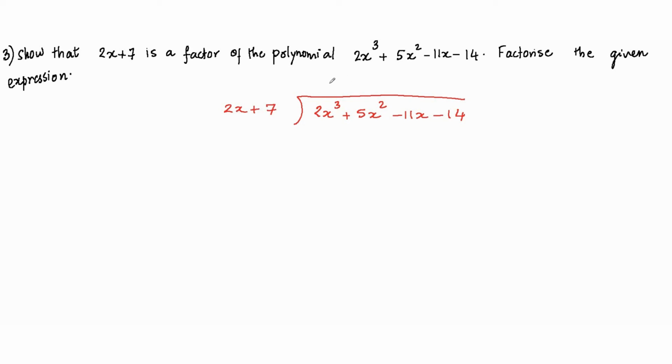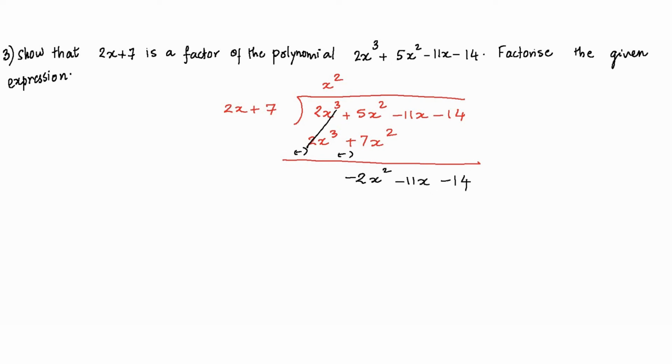So 2x into x square becomes 2x cubed and 7 into x square becomes 7x square. Now you again subtract. So 2x cubed minus 2x cubed cancels. 5x square minus 7x square is minus 2x square, minus 11x minus 14.